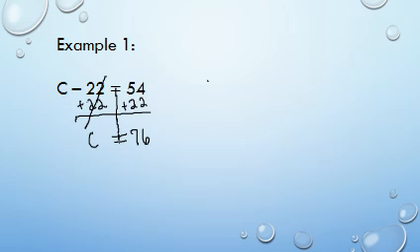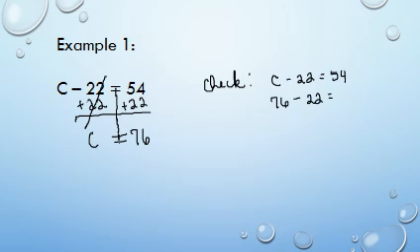But now we are always going to check to make sure it's correct. So I'm going to take that 76 and plug it back into our equation. So this was our original equation. That was c minus 22 equals 54. So right here I have that c equals 76. So I'm going to plug that back into the c. So that gives me 76 minus 22 equals 54.